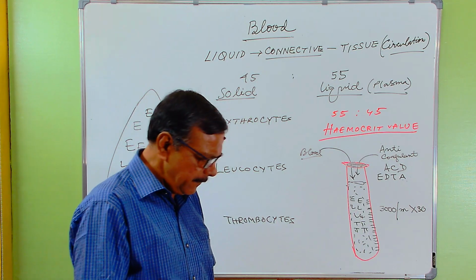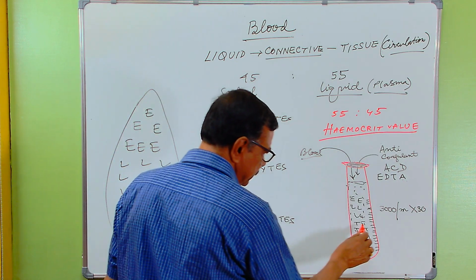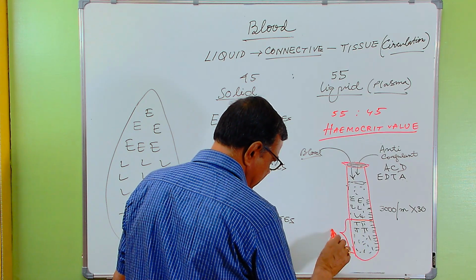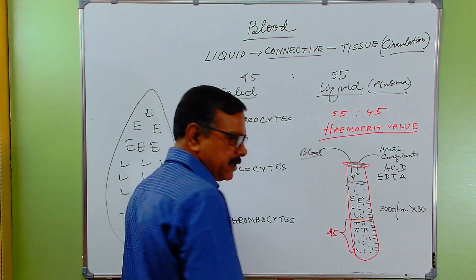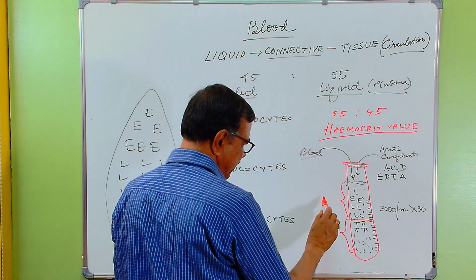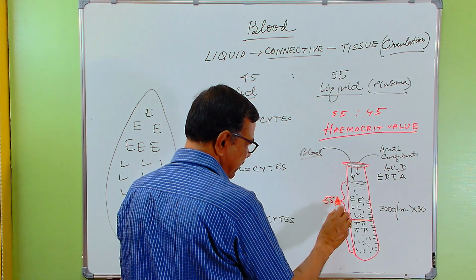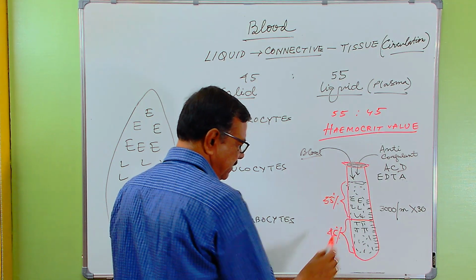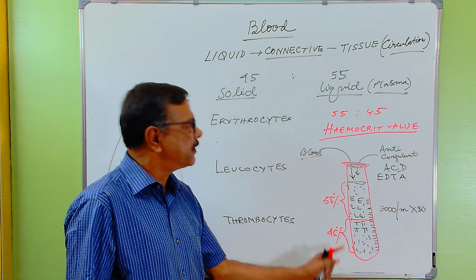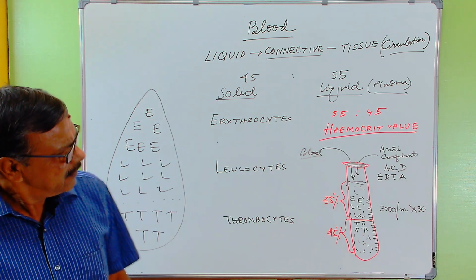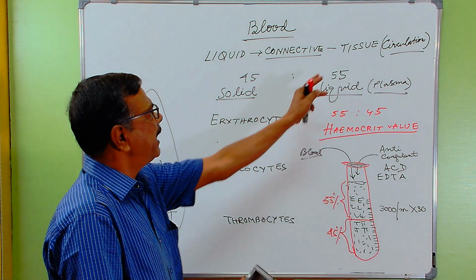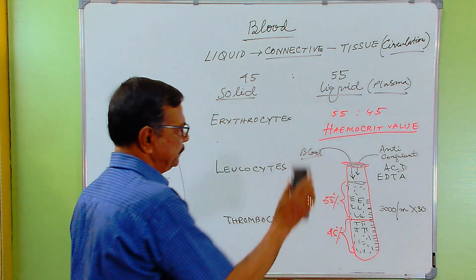So we will see that the 45% gets deposited or sedimented here, and these portions remain clear liquid. This is the 55%, this is plasma. So in this way, the hematocrit value is ascertained. This is why blood remains in a liquid state. Okay.